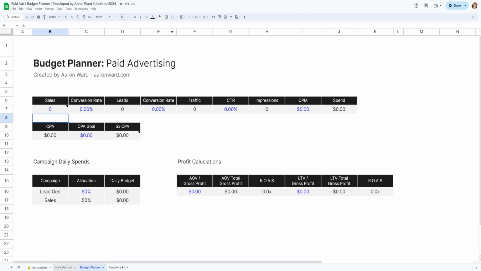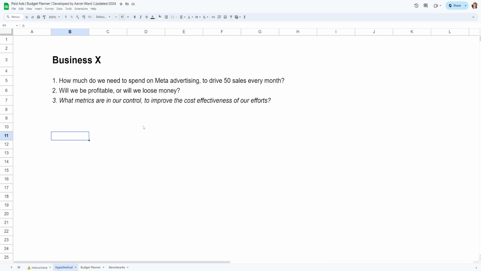So with that being said, I've just got a little hypothetical here for us. So as we walk through this, we can all align and pretend that we are looking at business X. So business X has come to us today, maybe your business X, but they have asked us how much do we need to spend on Meta advertising to drive 50 sales every month. So that is our objective here. We need to drive 50 sales every month.